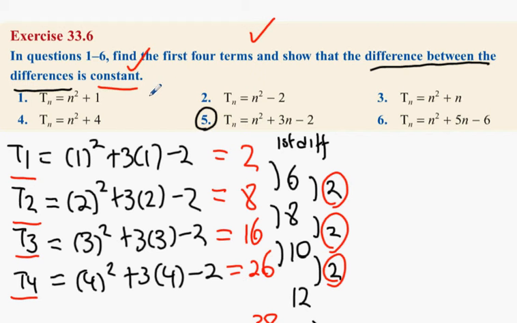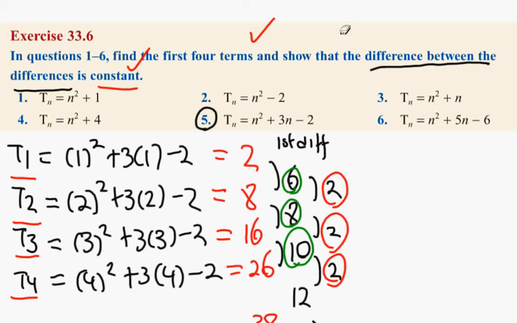Is that okay? The differences between the differences is just the same number over and over again. The differences are linear because the first difference is 6, the second difference is 8, and the third difference is 10. That's a linear sequence. But the differences of the differences is just the number 2 all the way down. So it stays the same. It's constant. Okay?